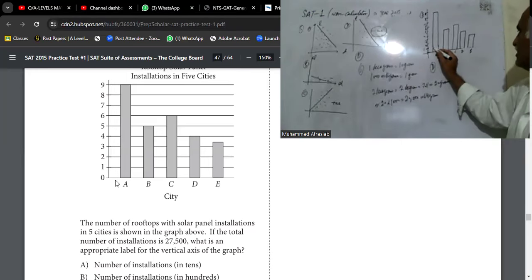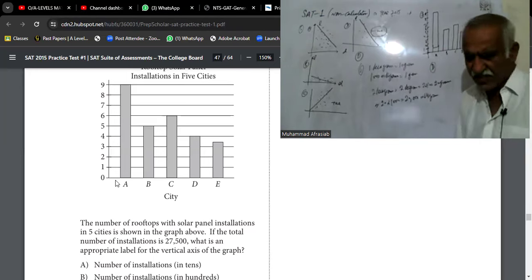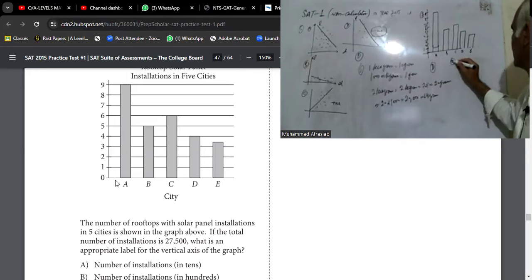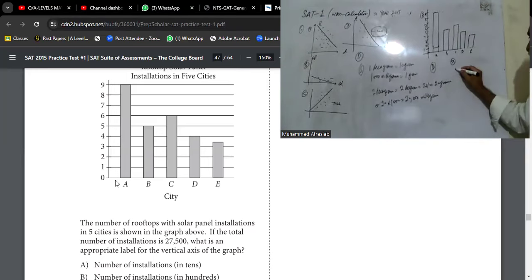So let's say 1 is going to be represented by X. This A is showing up till the vertical axis 9 times. So for A there is 9x. For B there is 5x. For C there is 6x. For D there is 4x. And for E there is 3.5x.